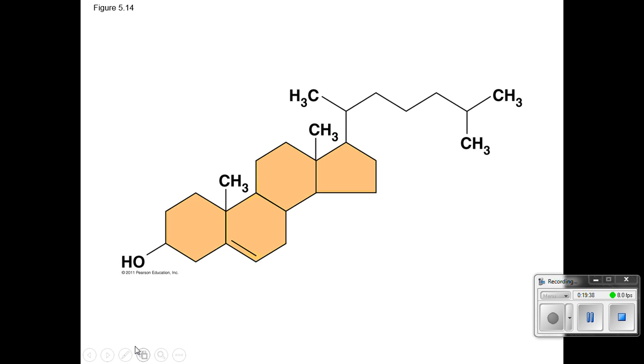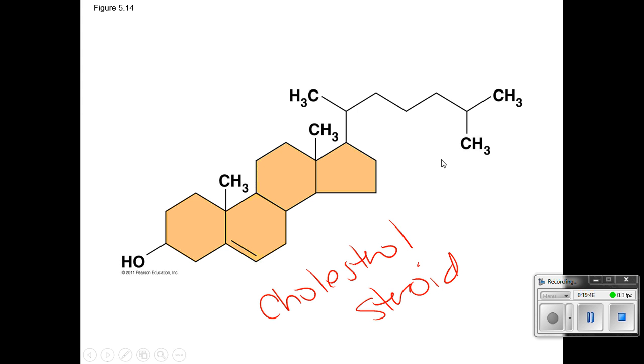And then this is a picture of a cholesterol or a steroid, because steroid is a cholesterol, or cholesterol is a steroid.